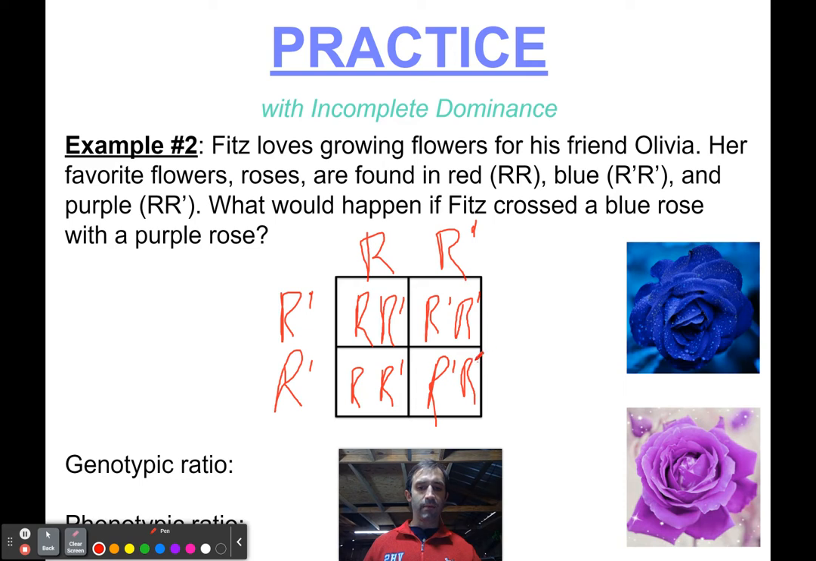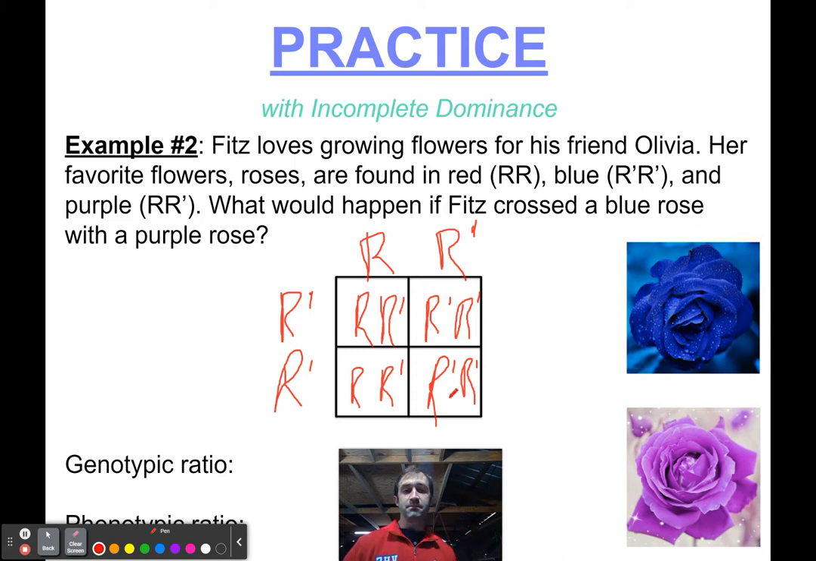Hopefully you see where I'm getting these from. I put this one here, this one here. It doesn't really matter which comes first. So what do we have, guys? We've got a purple rose here, and another purple rose here, and then we have a blue rose here and a blue rose here. No red roses. So if you cross blue and purple, you're not getting any red from that.